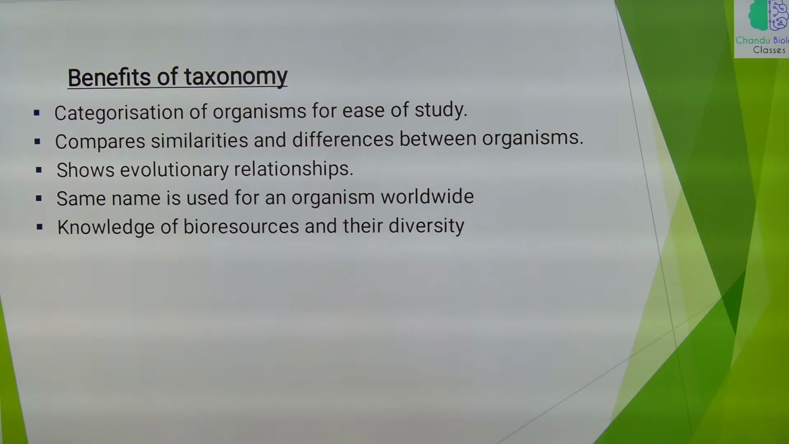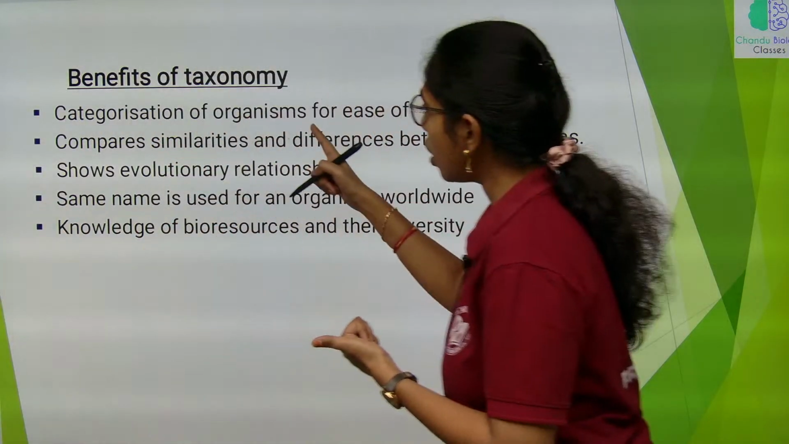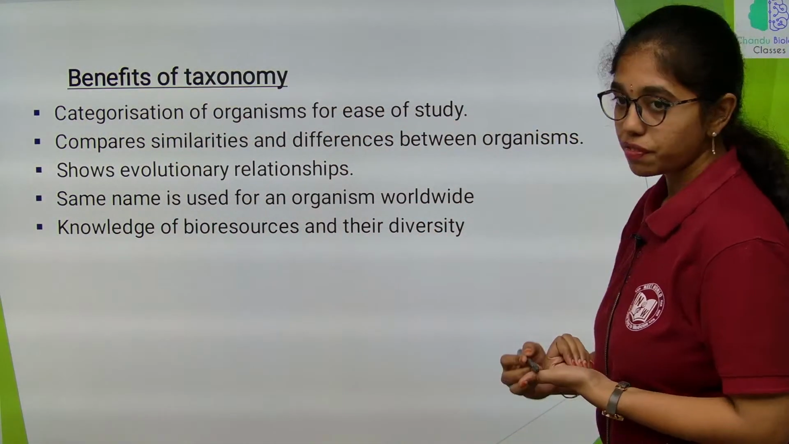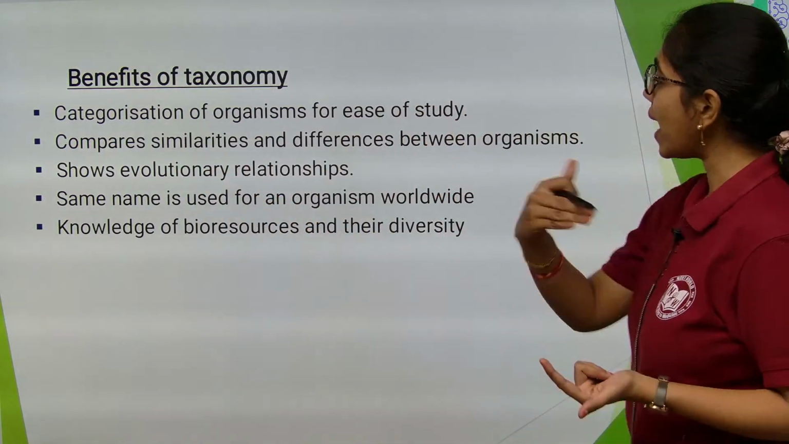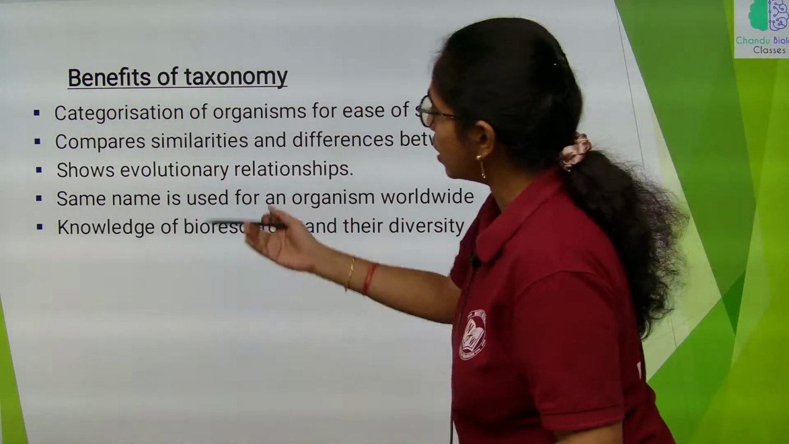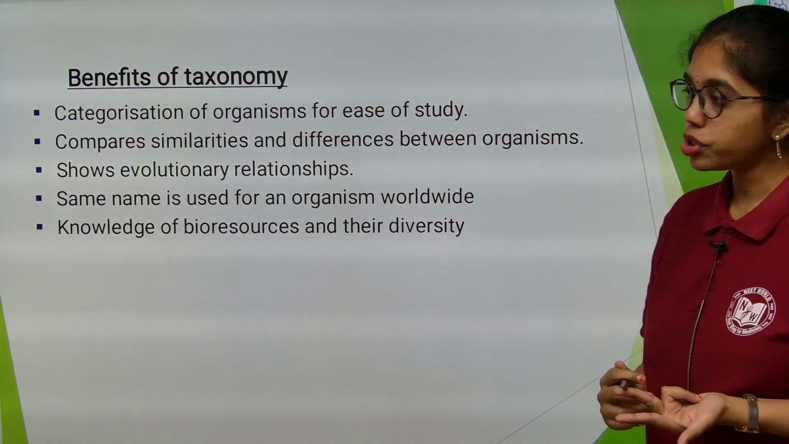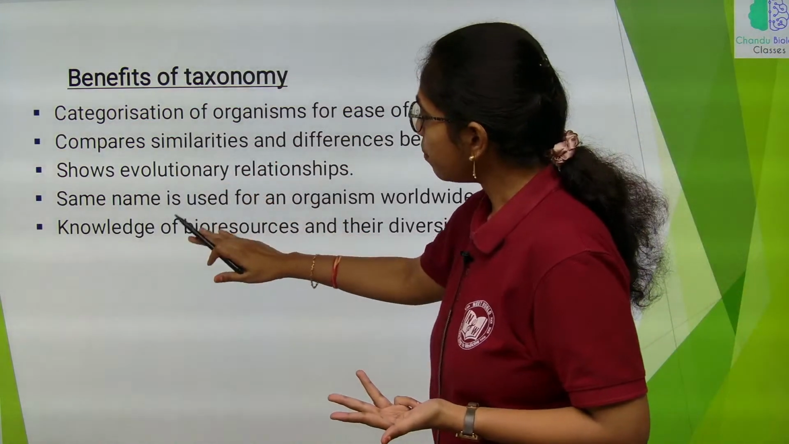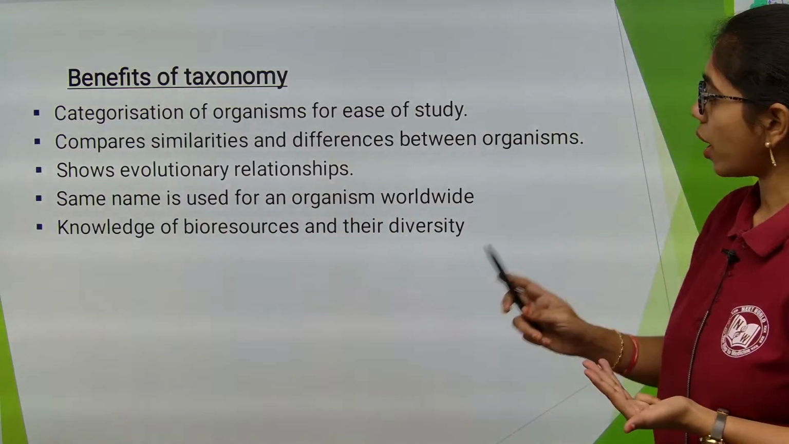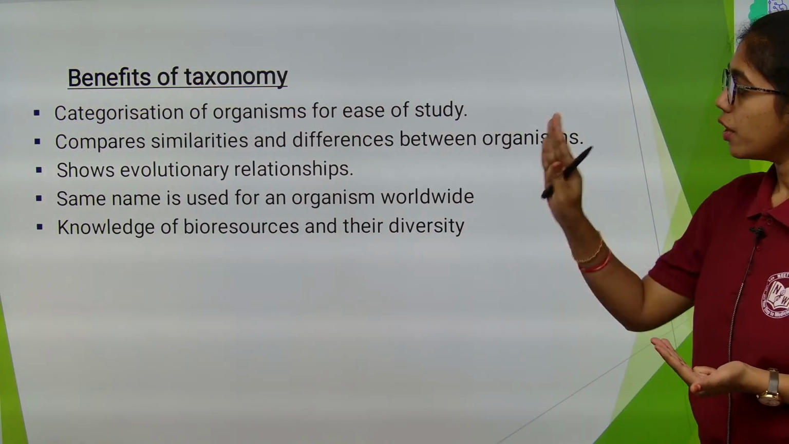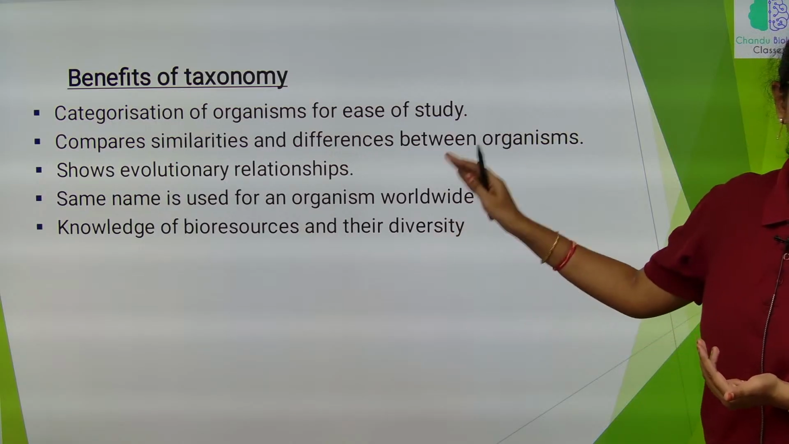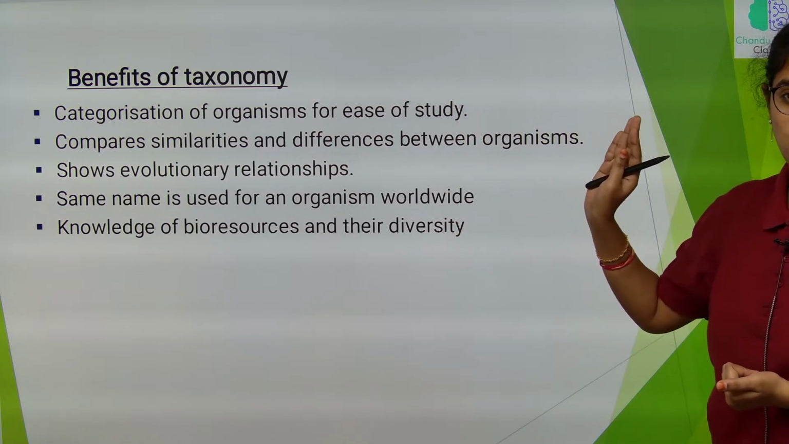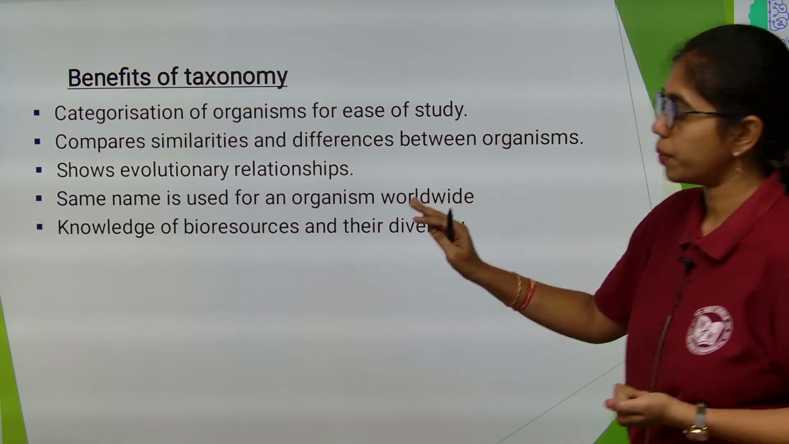Now, benefits of taxonomy. What are the benefits? Categorization of organisms for ease of study. Second, this compares similarities and differences between the organisms. Third, this shows evolutionary relationships, and the same name is used for an organism worldwide. Knowledge of bioresources and their diversity is widely used in this taxonomy. So, these are the benefits of taxonomy.